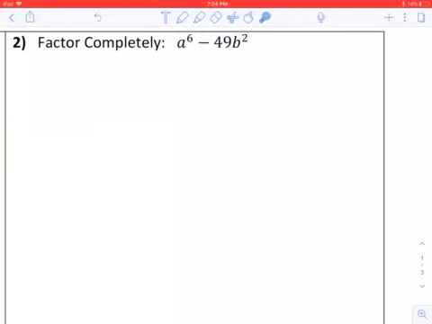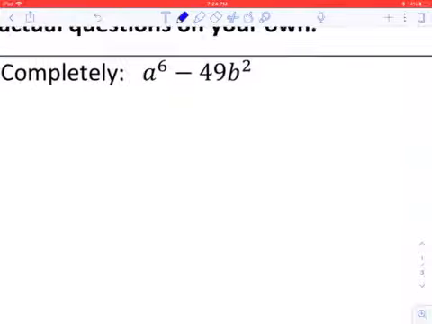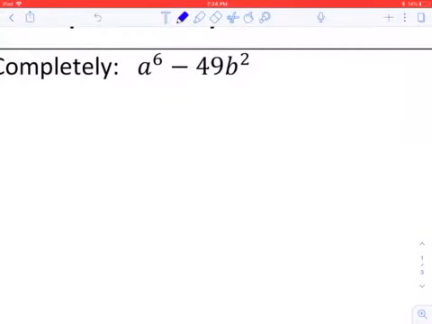Number 2, factor completely. Again, I want to see if there's a GCF here. There actually is no GCF in this question, so I'm thinking, okay, there's two terms, and if you've got two terms, you want to see if it's DOPS. To tell if something's DOPS, you want to make sure it has perfect squares for your coefficients and even numbers for your exponents. So a to the 6th, my exponent is a 6. Since 6 is an even number, that makes this a perfect square. PS stands for perfect square. A to the 6th is a perfect square.